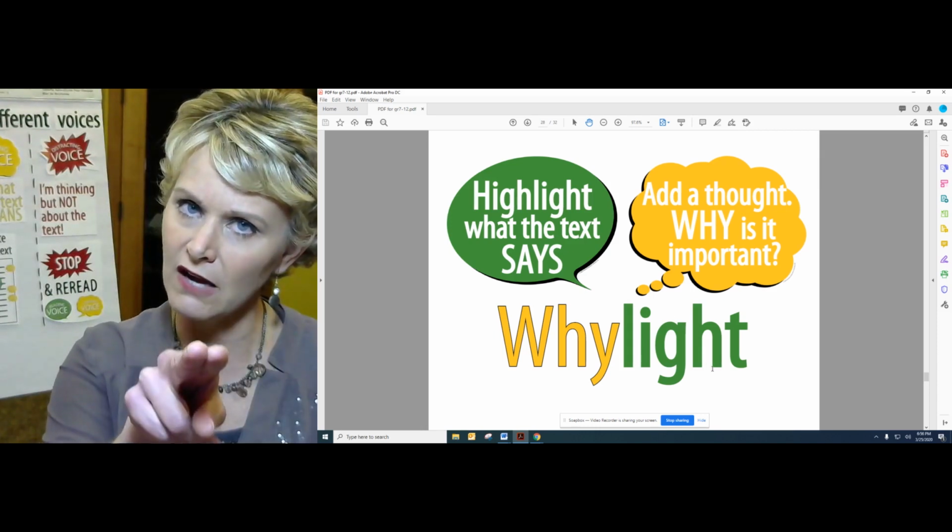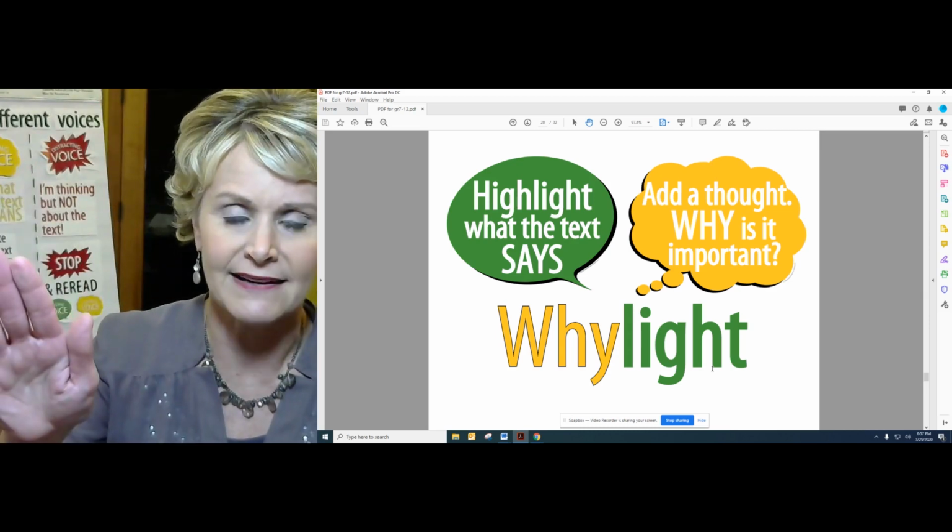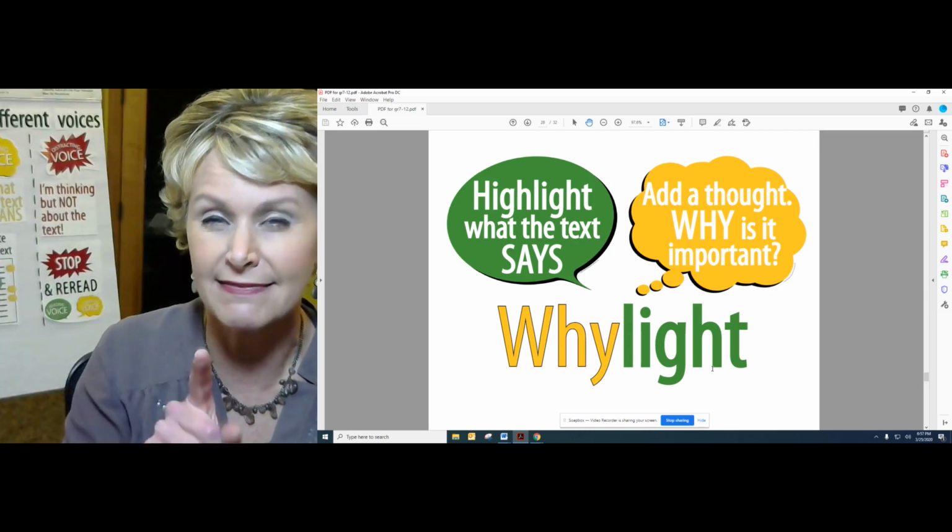You are no longer allowed to just highlight or paint. We're done with that. All right? You got to put your thoughts next to it. That's what readers do. If you were in Mrs. Smecken's class right now, what we would do is actually practice highlighting or annotating a text.